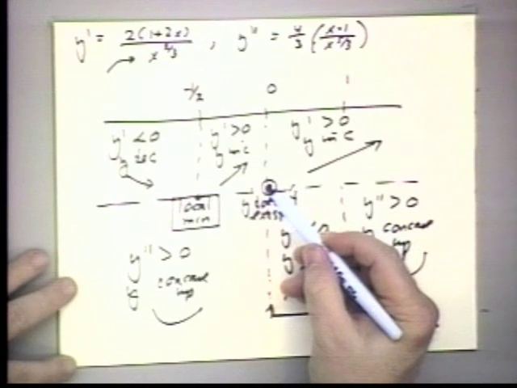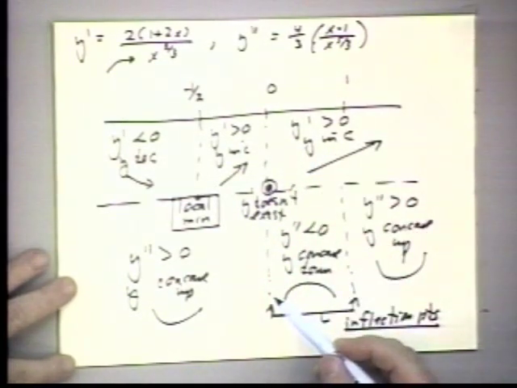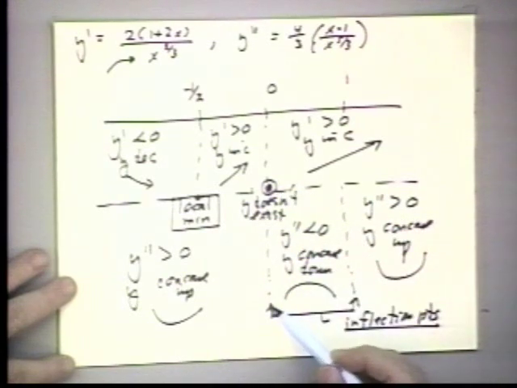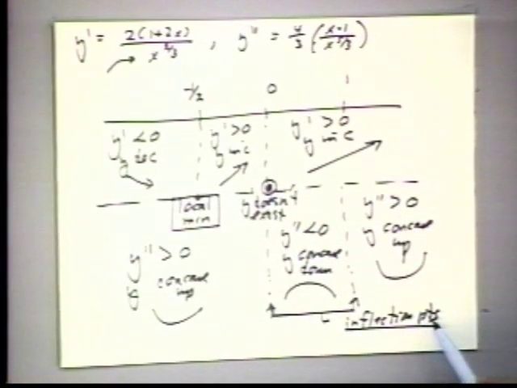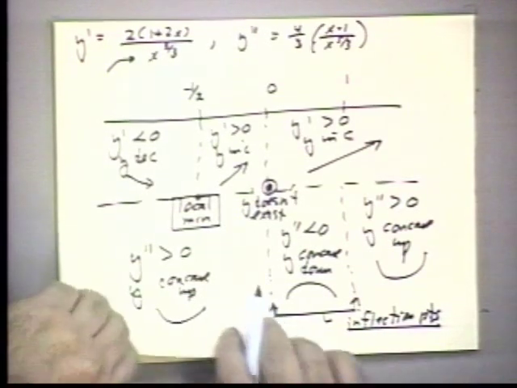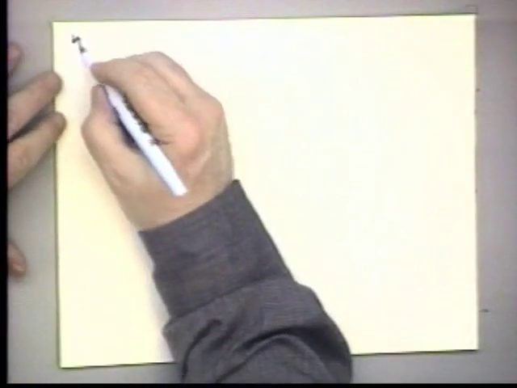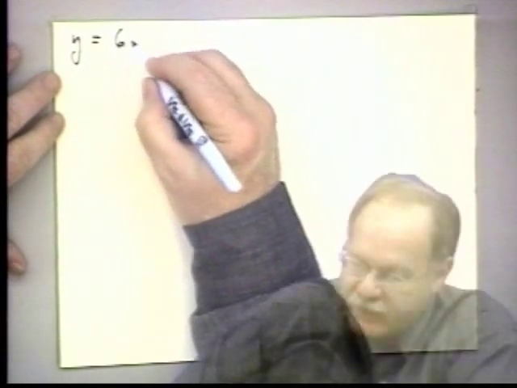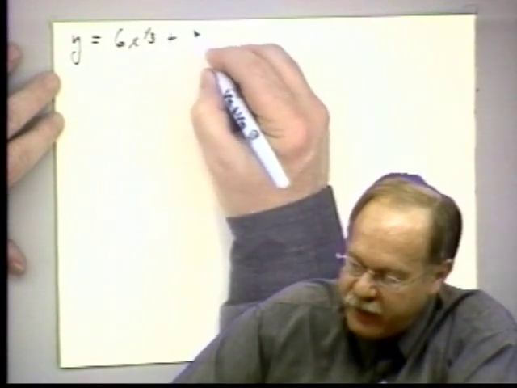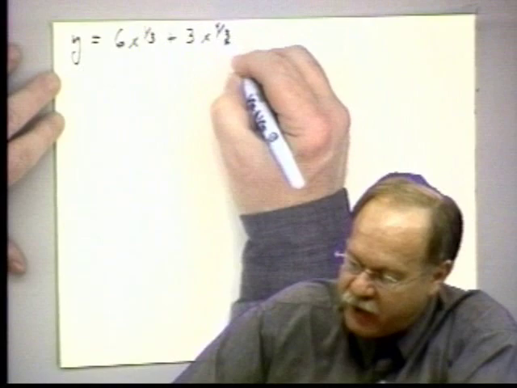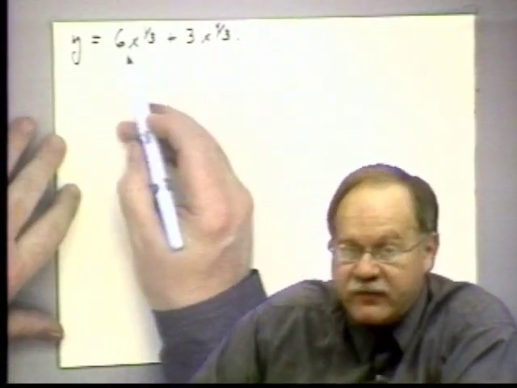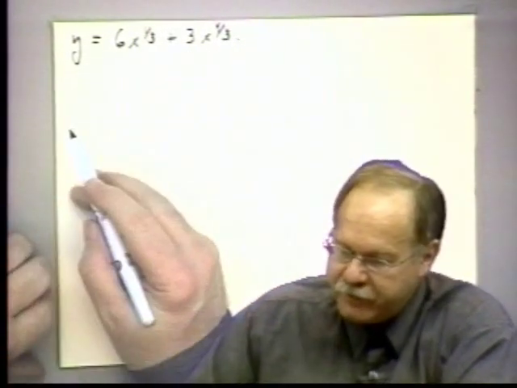I said that the derivative doesn't exist here, and that's true, but the original function does exist at 0. So this is a perfectly good point on the curve, and so there are in fact 2 inflection points. Finally, we can produce a graph using all of that information. Y equals 6x to the 1/3 plus 3x to the 4/3 is our original function, and you can see it is defined for 0, as I mentioned.